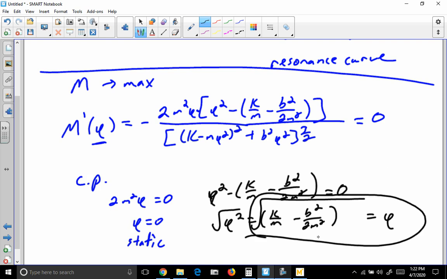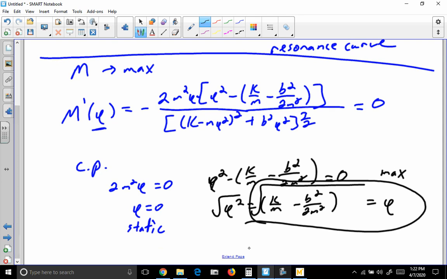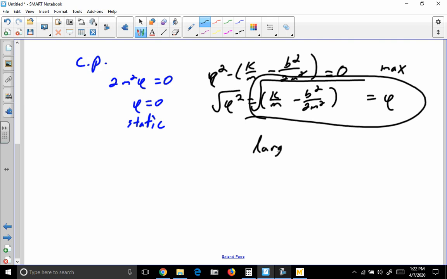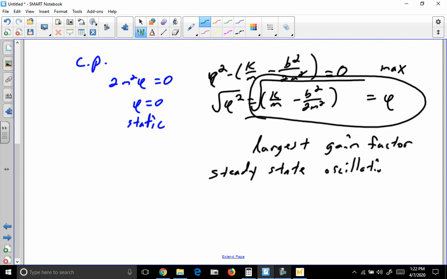And it can be shown that that is a maximum. So that's when we have resonance, when our oscillation has the most gain possible. So largest gain factor, meaning that our steady state oscillation is at a peak amplitude. So that's the criteria that will give us that particular situation.